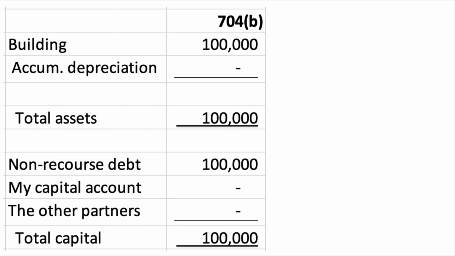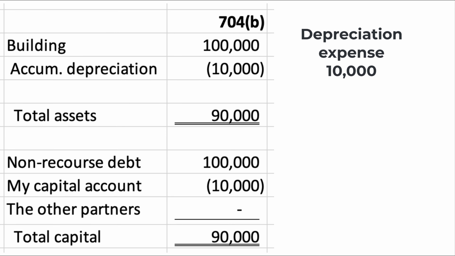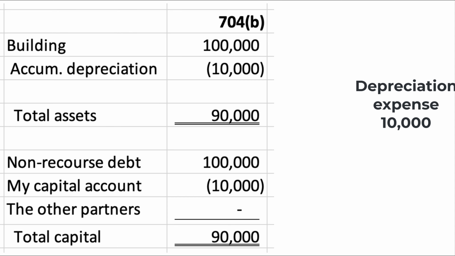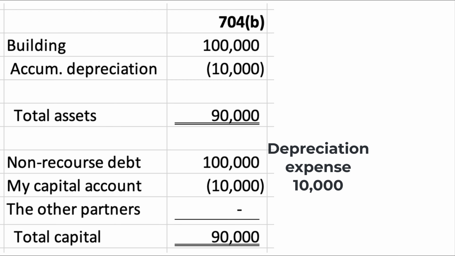In this partnership, I am a limited partner. I have not agreed to a negative capital account restoration requirement. So, the partnership should not allocate any losses to me. If it did, that would drive my capital account below zero. But let's say that the partnership agreement allocates 100% of the depreciation expense to me. In our example, let's assume that there are no revenues and that the partnership's only expense is depreciation on the building. Let's say that the economic depreciation expense is $10,000.